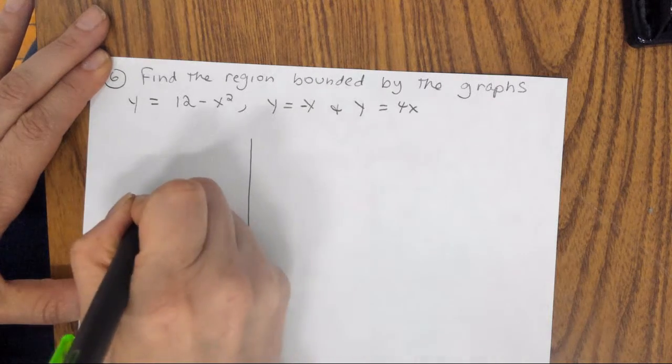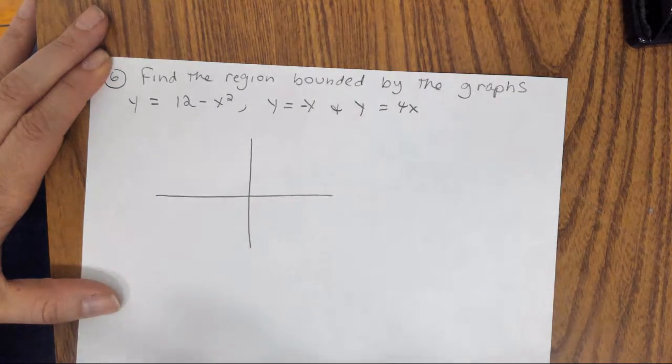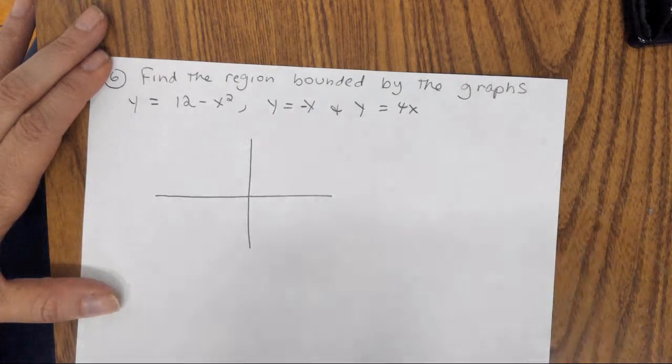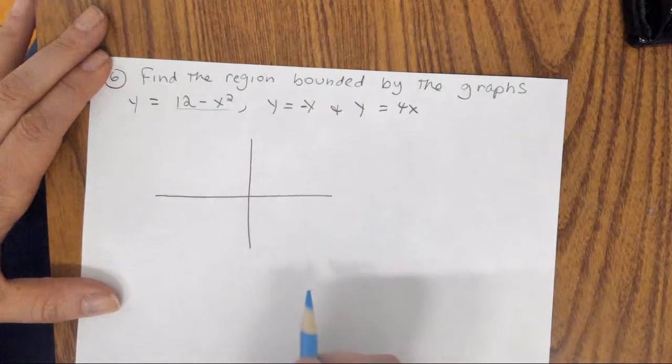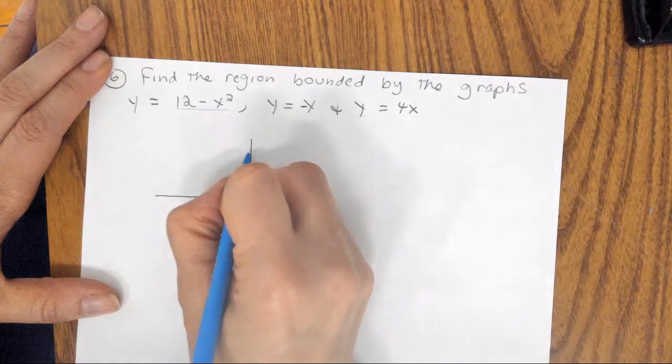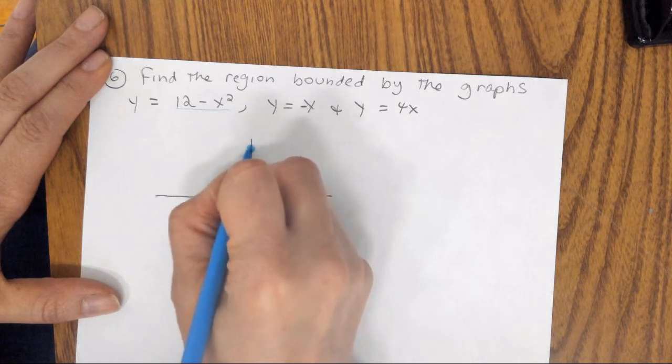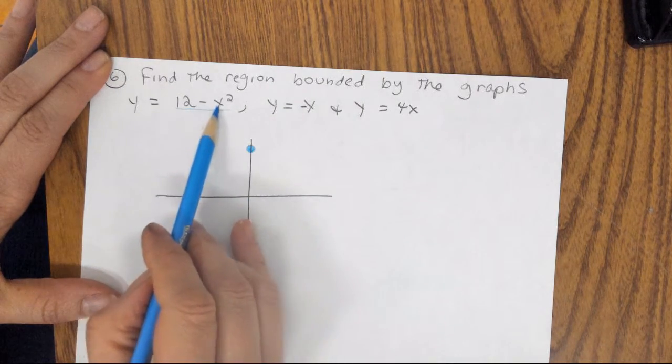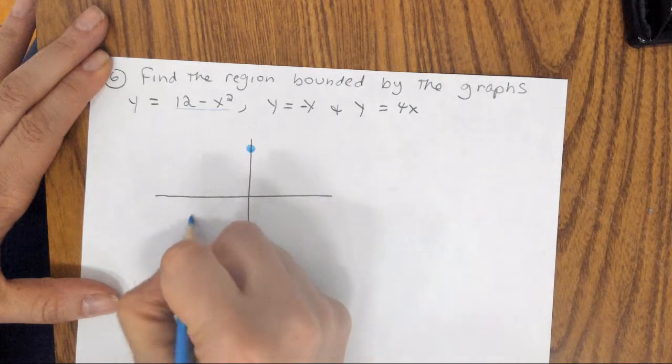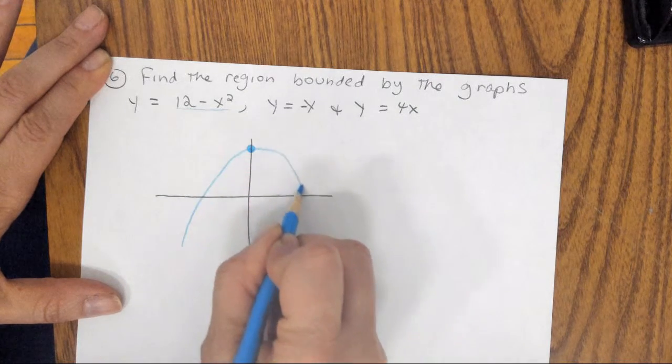So I'll do my x, y axis, and I guess let me use different colors. So this guy is 12 minus x squared. So it's 12 up here, right, because it's like negative x squared plus 12. And it looks something like this.